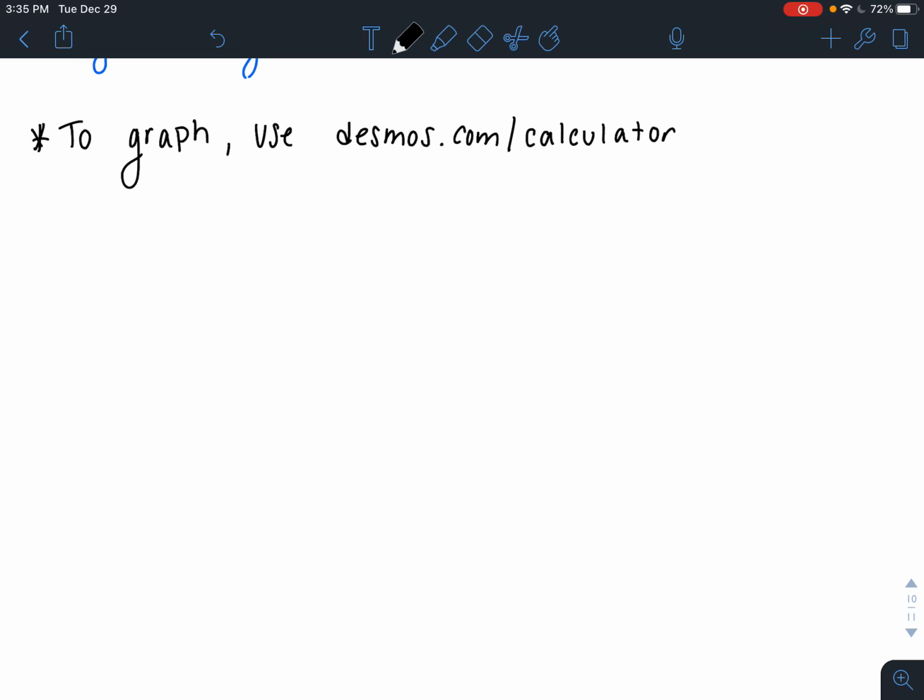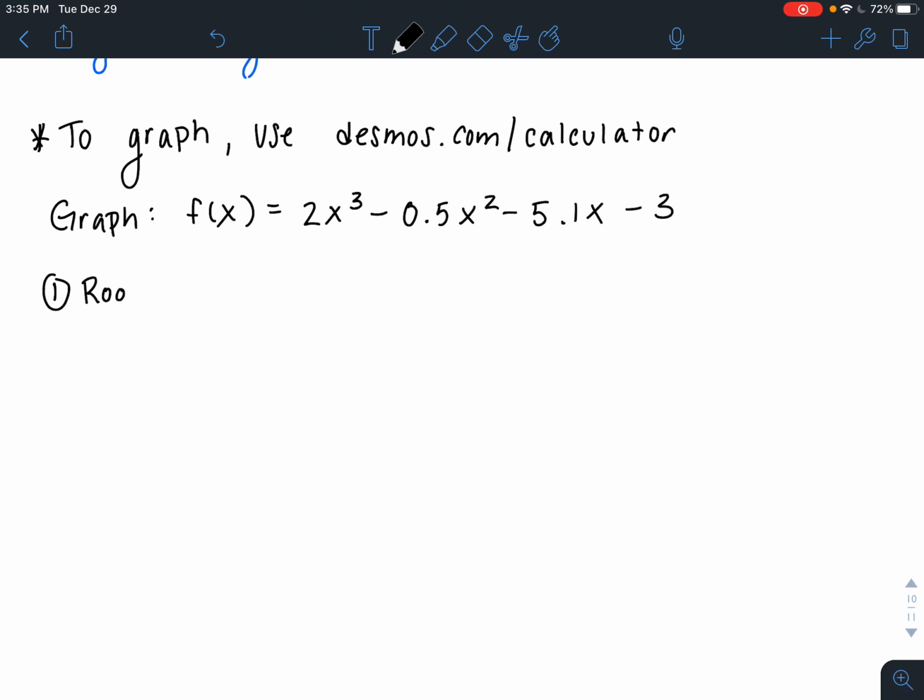If you are going to be graphing at home a lot, especially if you're virtually learning right now, and you don't have a graphing calculator, this is like the best graphing utility you can use at home. It's super powerful and it's super easy to use. So we're going to use technology to find all of the graph characteristics, all of those words that we just wrote down for this function. So we're going to graph the equation f of x equals 2x cubed minus 0.5x squared minus 5.1x minus 3.